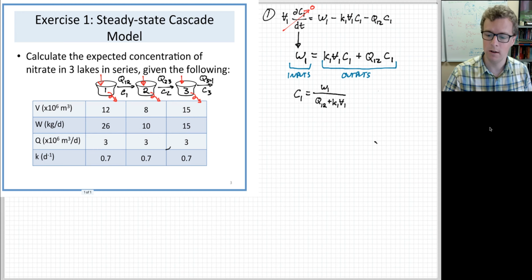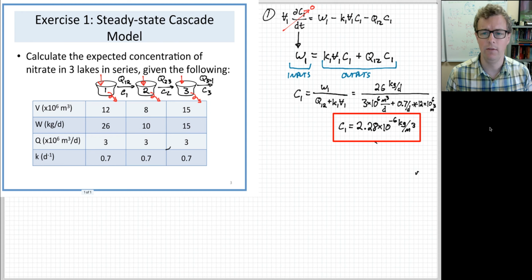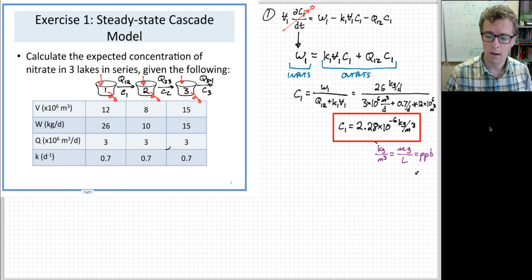Just like our lecture one equation, we plug in the values we're given: our loading in kilograms per day for W on the top, our discharge through the system for Q12 is 3 times 10 to the 6th meters cubed per day, and then K times the volume of lake number one. When I go through this problem, I end up with the concentration in lake one equal to 2.28 times 10 to the minus 6 kilograms per cubic meter. Of course, we're going to recognize that could also be represented as micrograms per liter or parts per billion. If you decided to change everything into grams, that's no problem. You're just three orders of magnitude different than my answer. So that is how we would solve lake number one.